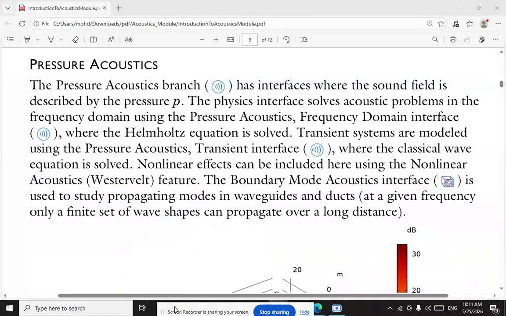In the name of Almighty God, I'm Master Sankosh, and today I want to talk about pressure acoustics. The pressure acoustics branch has interfaces where the sound field is described by the pressure P.